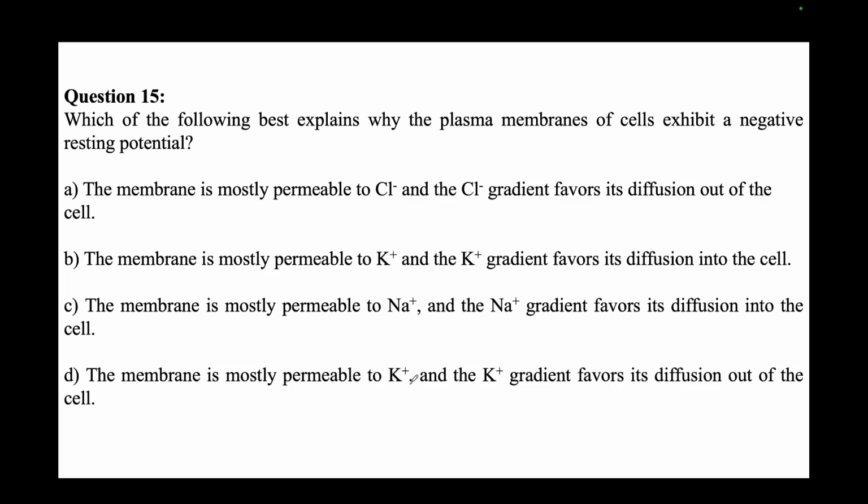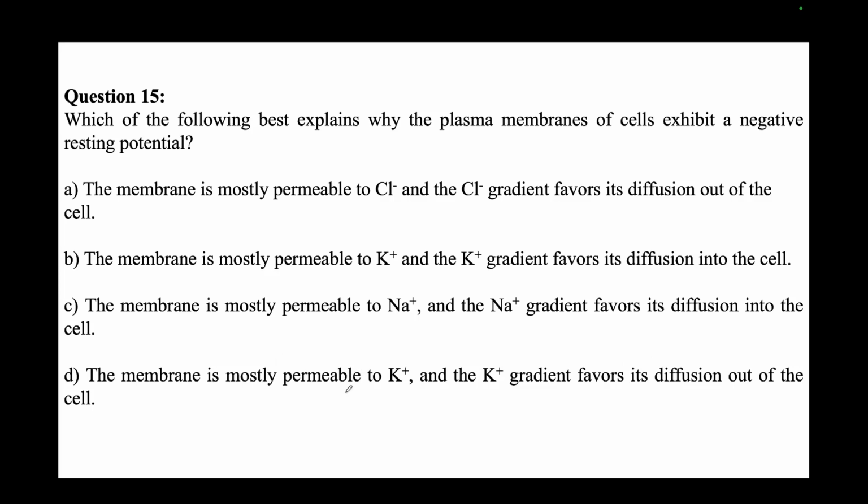So option A is the membrane is most permeable to chloride ions, and the chloride gradient favors its diffusion out of the cell. Option B is membrane is most permeable to potassium ions, and the potassium gradient favors its diffusion into the cell. Option C, membrane is most permeable to sodium ions, and the sodium gradient favors its diffusion into the cell. And option D, the membrane is mostly permeable to potassium ions, and the potassium gradient favors its diffusion out of the cell.